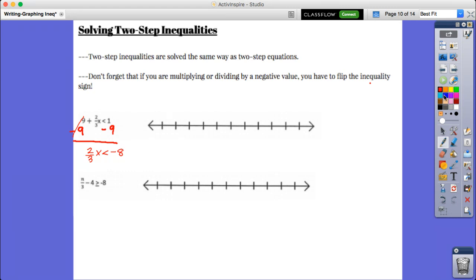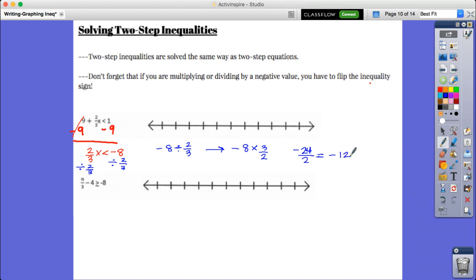Now that 2/3 is being multiplied to that x, so we're going to do the inverse of multiplication, which means to divide both sides by 2/3. So we're going to have negative 8 divided by 2/3. When I'm dividing fractions, I keep, change, flip, and I get negative 24 over 2. Negative 24 divided by 2 gives me negative 12.